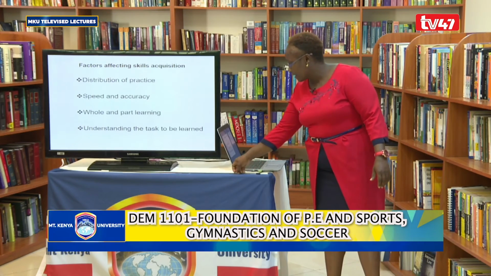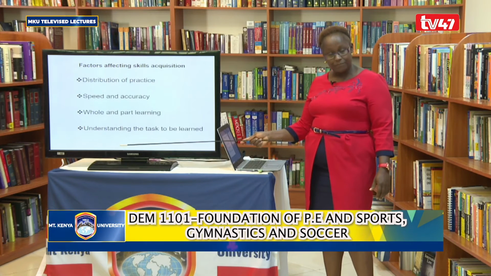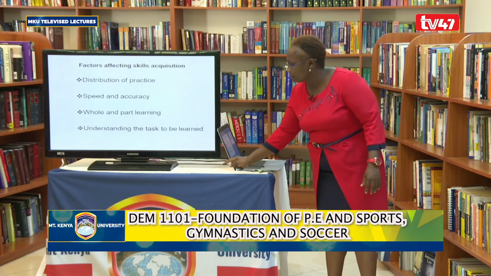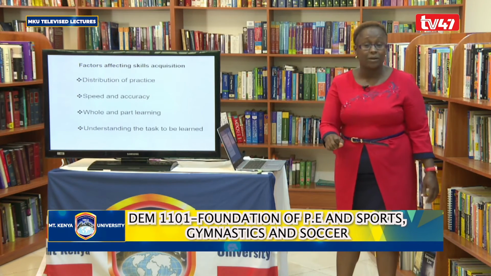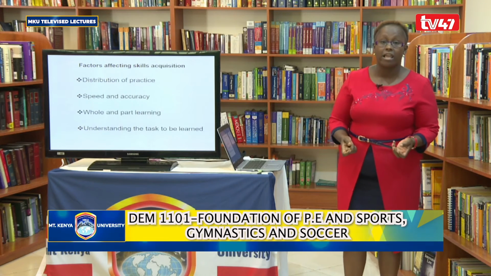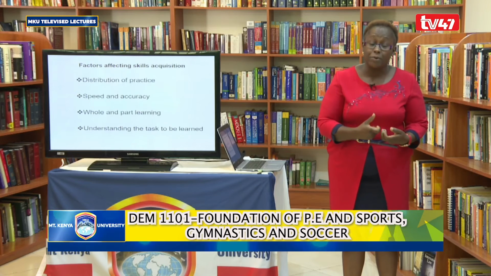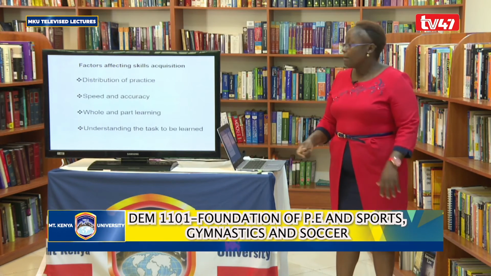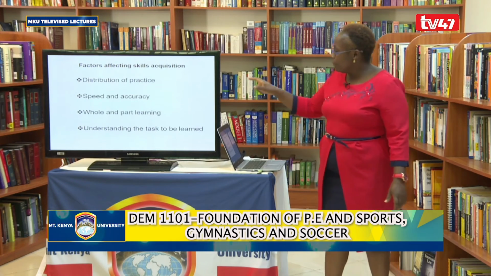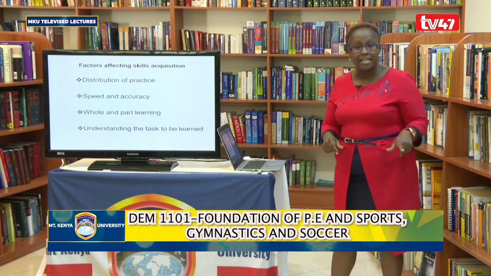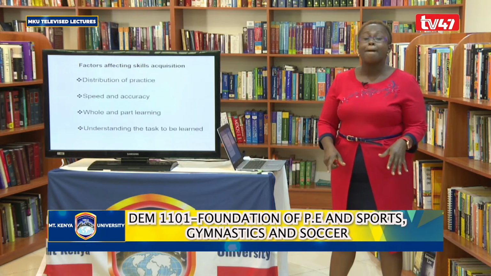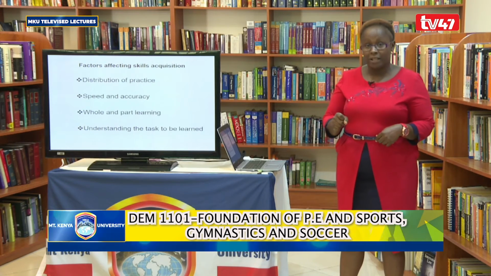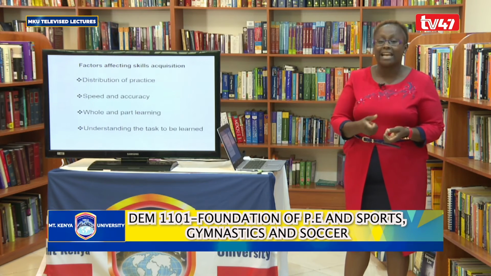Another factor is speed and accuracy. Speed and accuracy here must go together. For a learner to acquire the skill well, accuracy is key. You have to be very accurate. But if you compromise speed and go for accuracy, the skill is going to be learned, but it's going to take forever. On the other hand, if you compromise accuracy and go for speed, then the skill is going to be learned, but it will not be learned well. It means that the learner will have acquired so many errors.